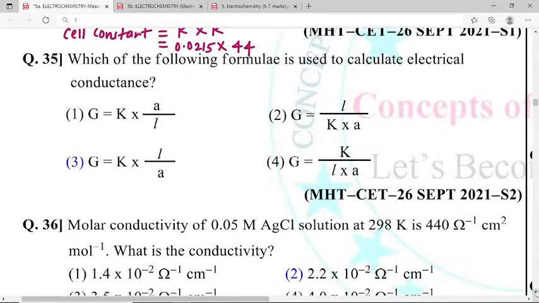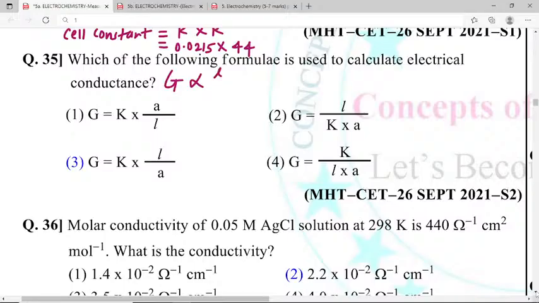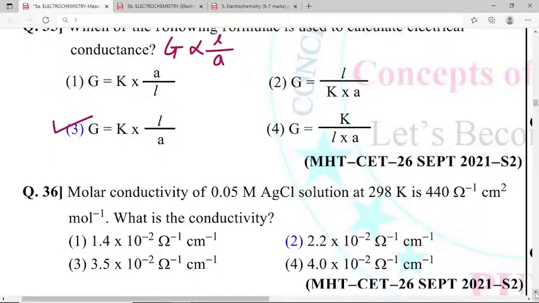Which of the following formulas is used to calculate electrical conductance? So electrical conductance, G, is directly proportional to the length and inversely proportional to the area. So K is a constant, called the conductivity.